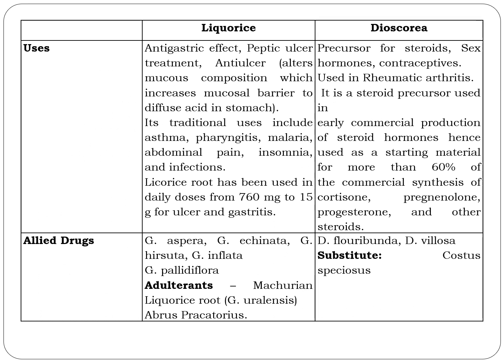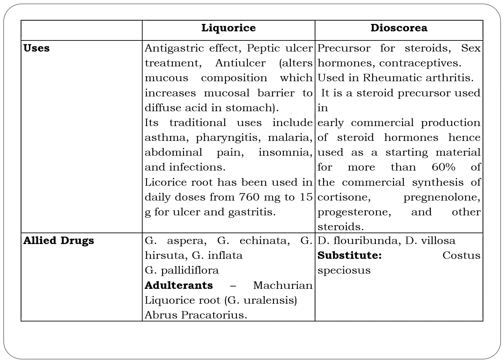Let us see about the uses of licorice and Dioscorea. Licorice is used as an anti-gastric and anti-ulcer agent in peptic ulcer treatment, where it alters the mucus composition, which increases the mucosal barrier to diffuse acid in the stomach. Its traditional uses include asthma, pharyngitis, malaria, abdominal pain, insomnia, and infections. Licorice root has been used in daily doses from 760 mg to 15 grams for ulcer and gastritis.